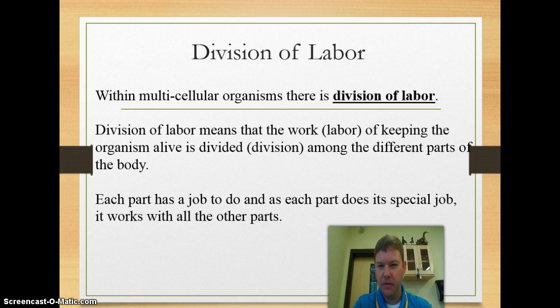So what does division of labor mean? What it means is that the work, that's labor, of keeping the organism alive is divided among different parts of the body. And each part has a specific job to do. And as each part does its special job, it works with all the other parts to create the organism and to keep it alive. That's what the division of labor means.